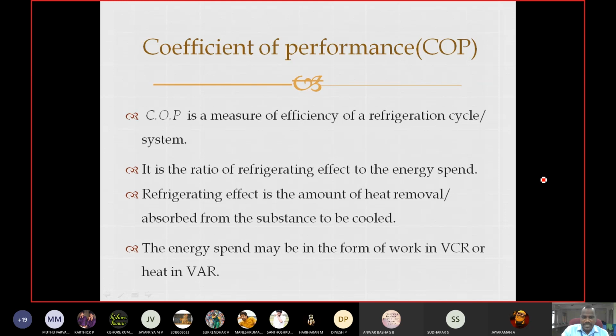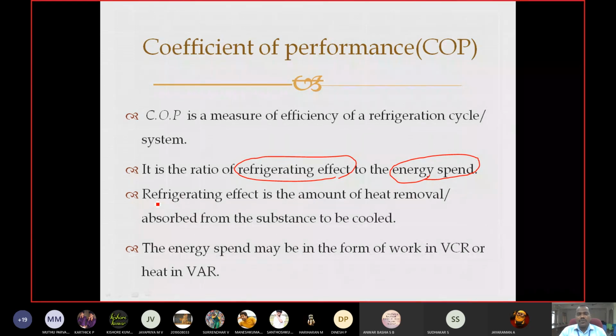Like our efficiency, we know the formula for efficiency, the output by input, right? So like that we can have the COP as the refrigerating effect to the energy spent. That is, we can have the output as the refrigeration effect and we can give the input as energy spent. So the COP is the same as efficiency, but the refrigerating effect is the amount of heat removed or absorbed from the substance to be cooled. So this will be our output.